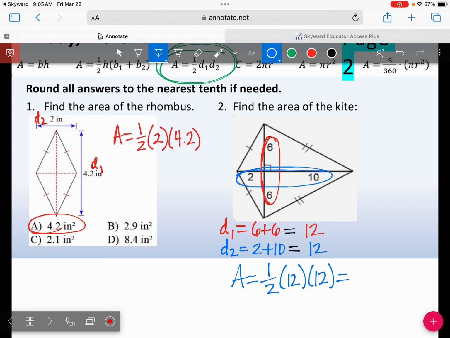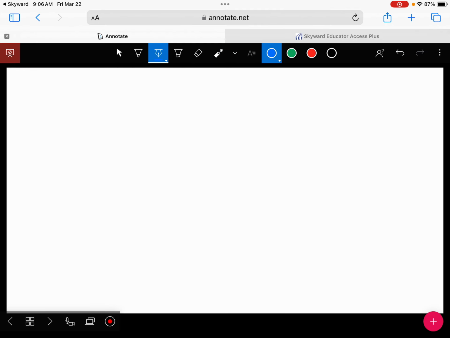All right, who got 72? All right, good. So we don't know the unit, so we'll just say it's unit squared. All right, so we talked about quadrilaterals. We talked about parallelograms, trapezoids, rhombuses, and kites.